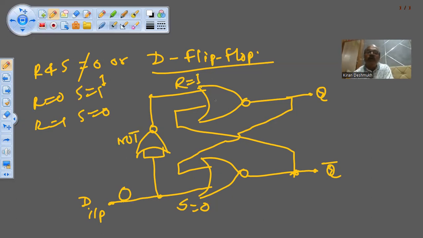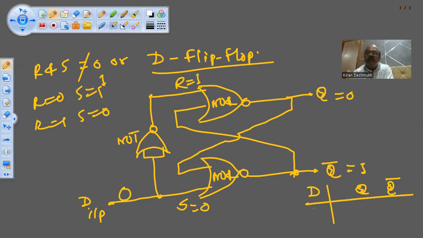Okay, this is a NOT gate using NOR gate. So if S is 0 and R is 1, Q will be 0 and Q bar will be 1. Okay, so if this is the D input, this is Q and this is Q bar. If D is 0, Q is 0, Q bar will be 1.